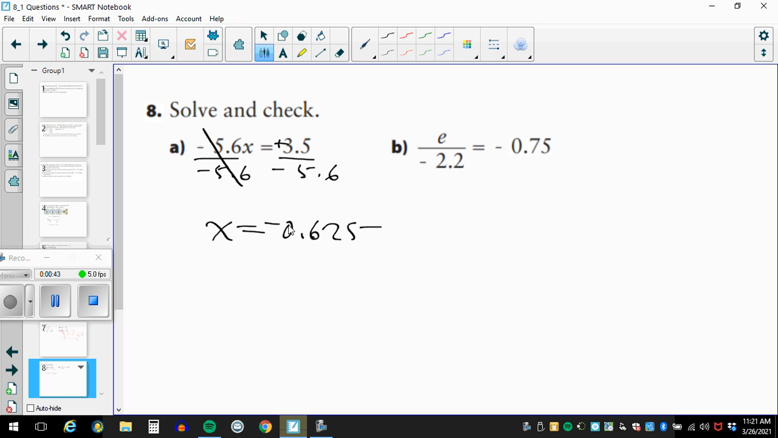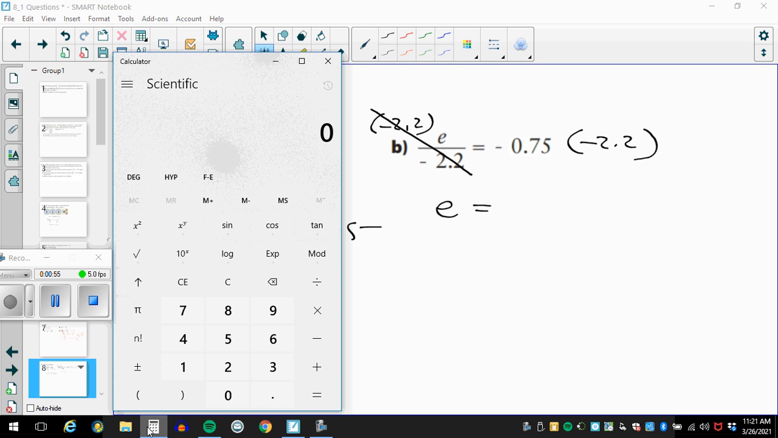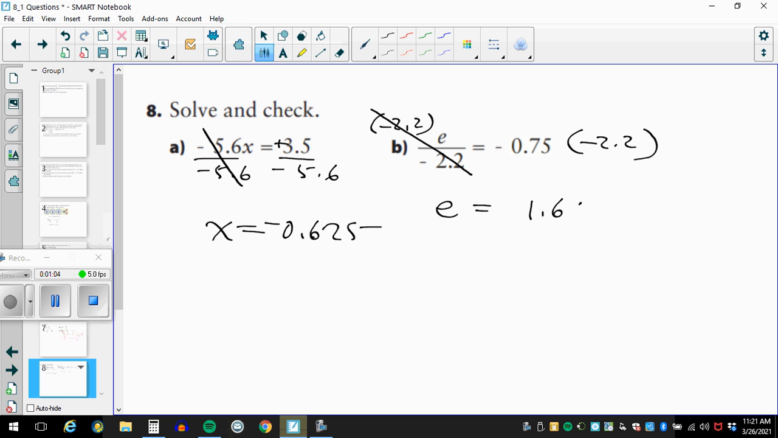Here, I'm going to multiply by negative 2.2 to get rid of dividing by negative 2.2, leaving me with e. But I also have to multiply this side by negative 2.2. 0.75 multiplied by 2.2 is positive 1.65. Now I know it's positive because a negative multiplied by a negative is a positive.